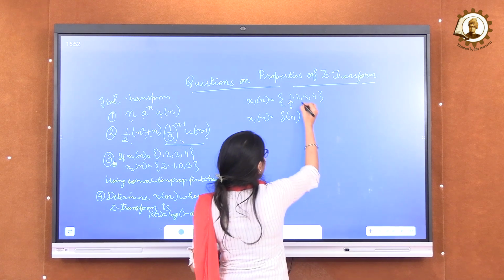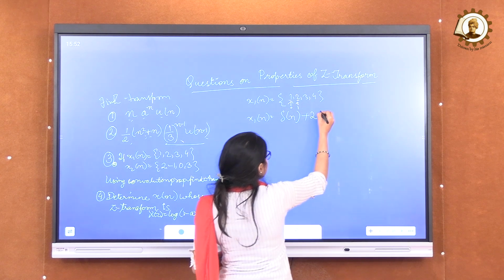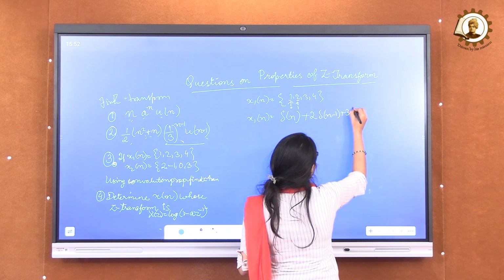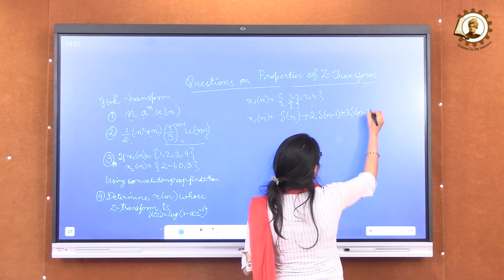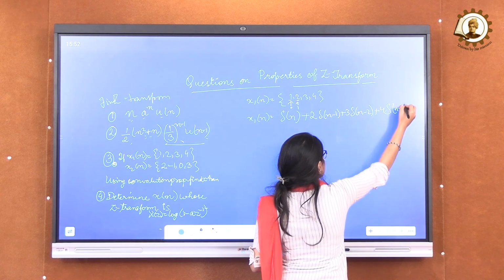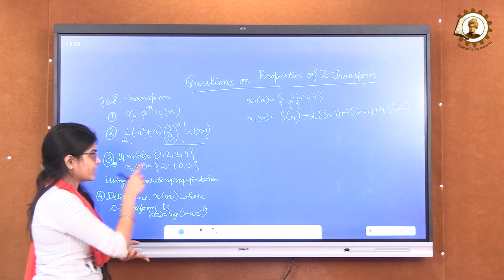Now the amplitude is 2 and it is shifted by 1. This is the position 1. So 2 into delta n minus 1. Then 3 into delta n minus 2. Plus 4 into delta n minus 3. I have explained this in my previous lecture, why we are writing n minus 1, n minus 2, n minus 3 with the delta.